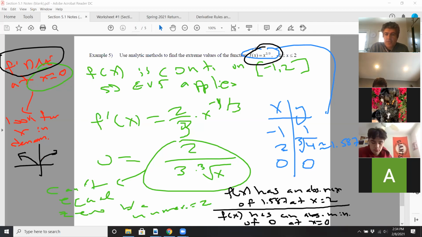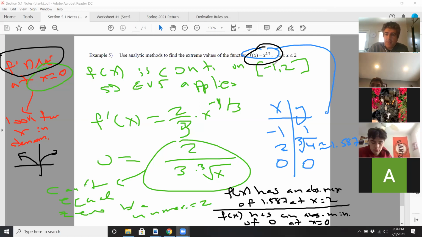Now, if x equals 0 is not defined for the original function, then sure, you ignore it. But 0 is defined for the original, not for the derivative, and that's okay. Hopefully that makes sense. So again, you're trying to find where the derivative is not defined. How do you pick the x values in the t-charts?